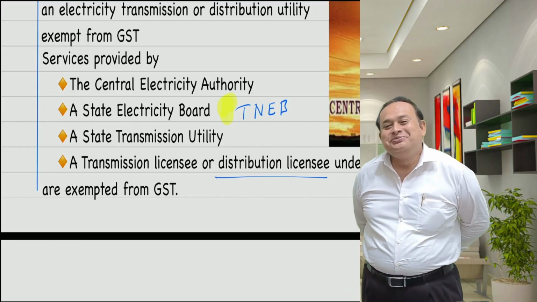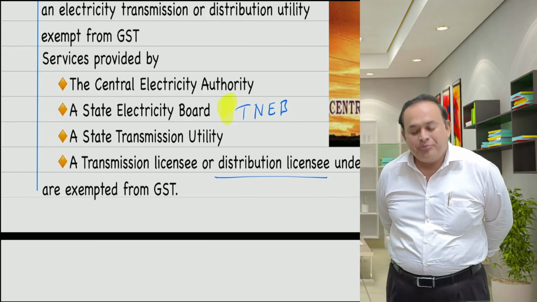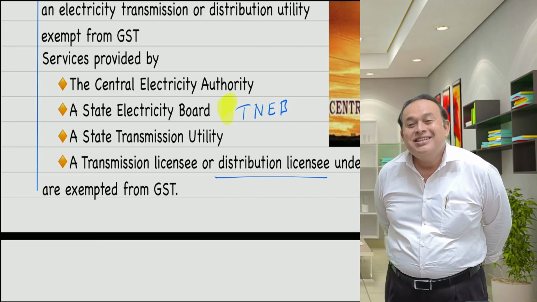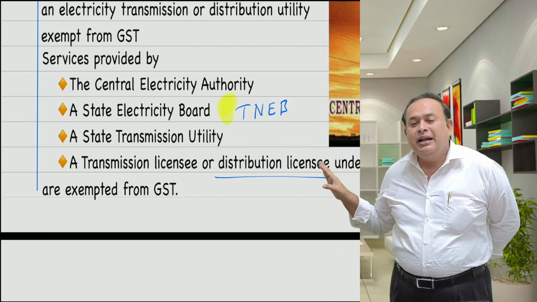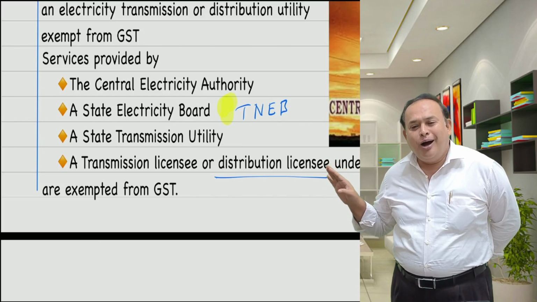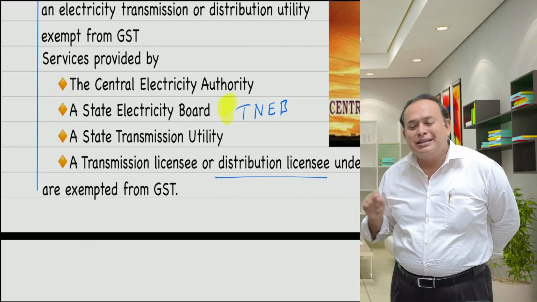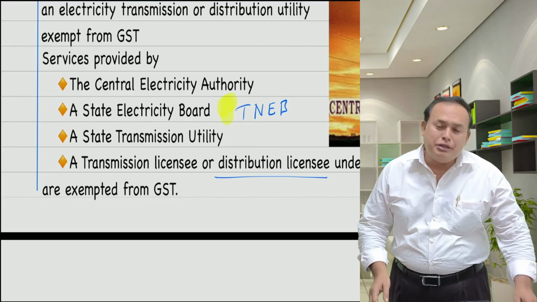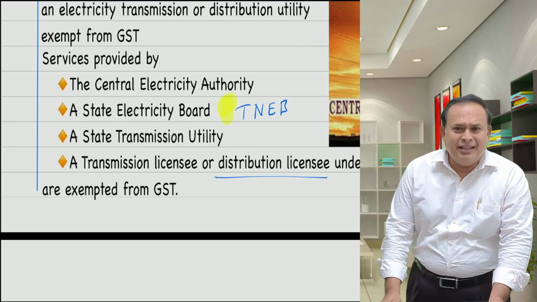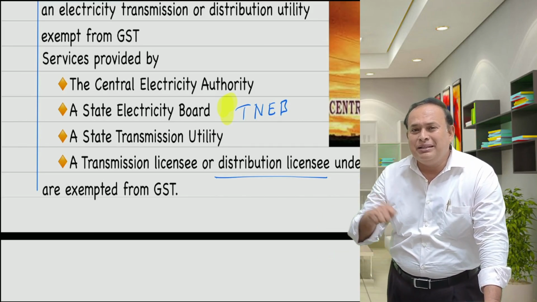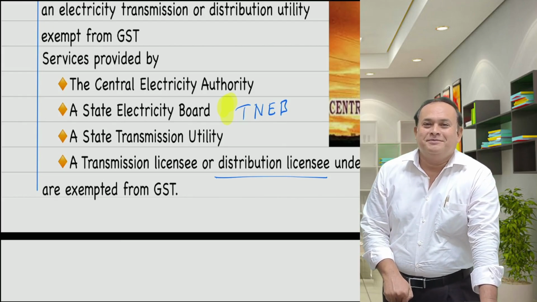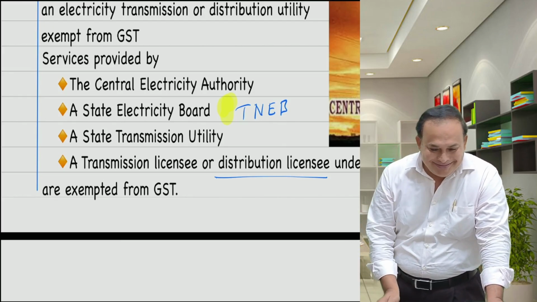Why exempted? Where is it? Are you a Central electricity department or a State electricity board? Are you a state electricity utility? Are you a transmission licensee? Are you a distribution licensee? Nothing. The excess power is supplied to the electricity department, to the grid, and the payment is received back. Where is the exemption?